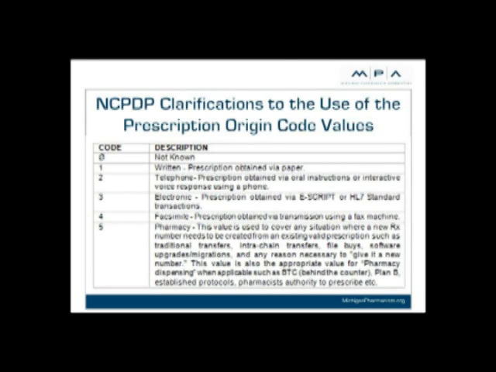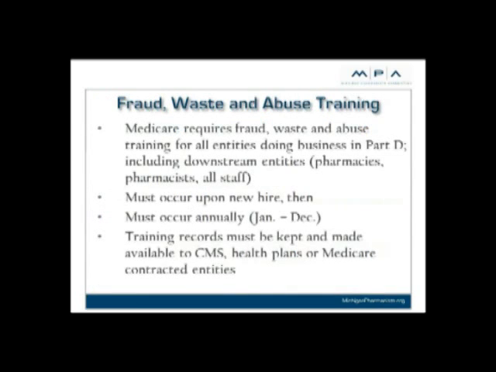Just a friendly reminder that everybody that's doing any business with Medicare Part D, whether you're a downstream entity, and that includes all staff within the pharmacy, or whether you're a courier system, you must go through annual fraud, waste, and abuse training. It must occur upon hire, and it must occur annually, and your training records must be kept and documented, because any Part D plan, as well as any state regulator or any federal regulator, has the authority to come into your pharmacy and ask you for a copy of those records. So please remember, you must go through annual fraud, waste, and abuse training.